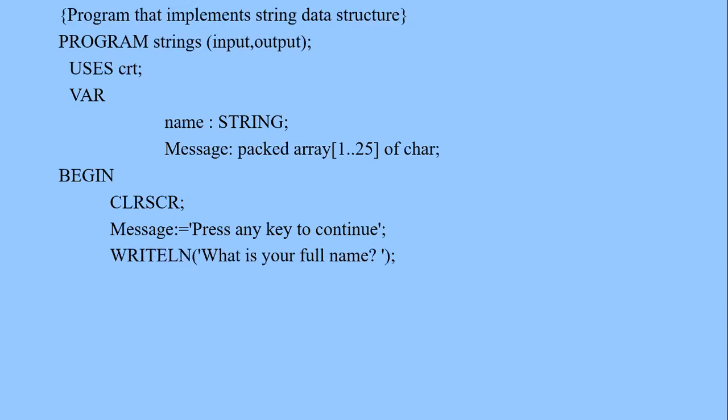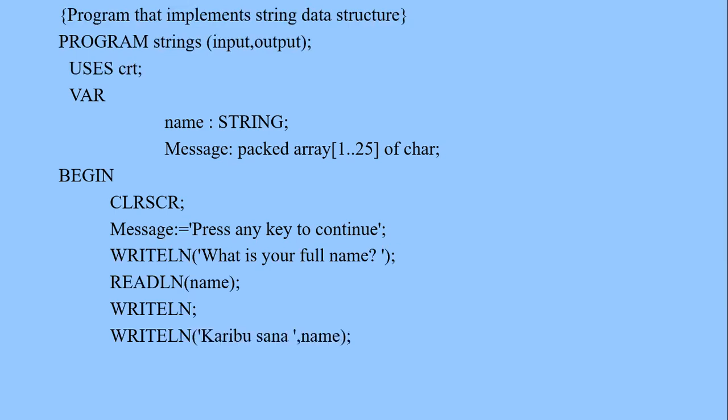Then write line, what is your full name? We read the name of the person. This name is stored in the memory location called name, which is of type string. Then we write out a blank line. We then display the message on the screen, Karibu Sana, followed by the content of the memory location called name. So whatever was entered as full name will be displayed, accompanied by the text, Karibu Sana.